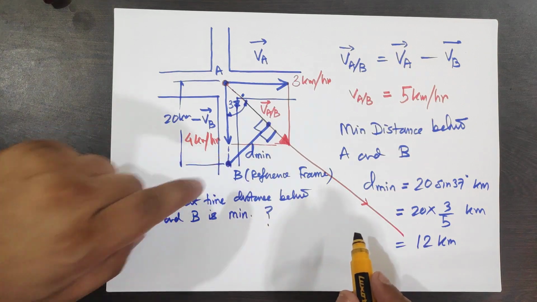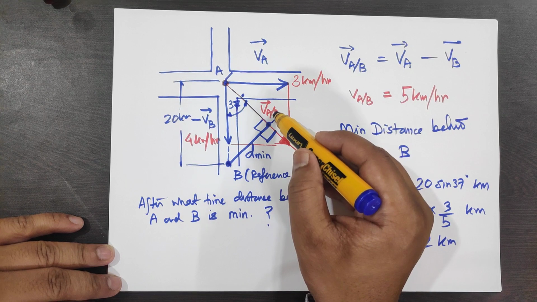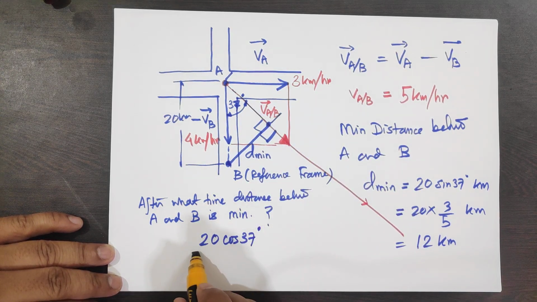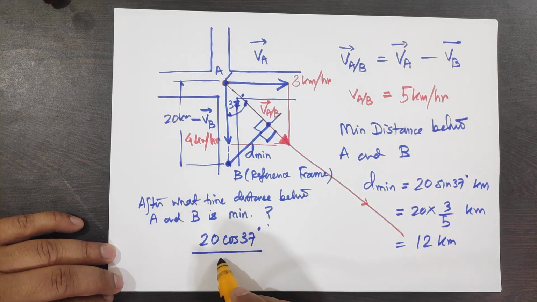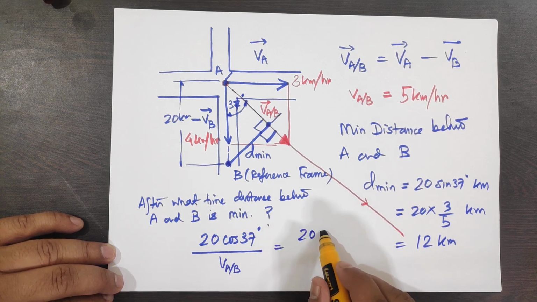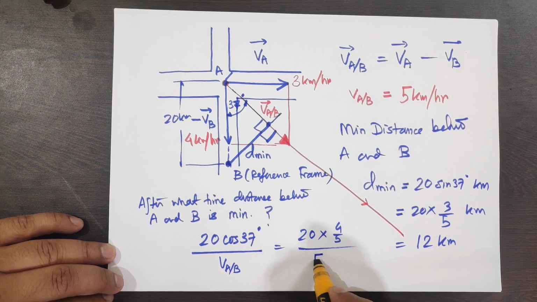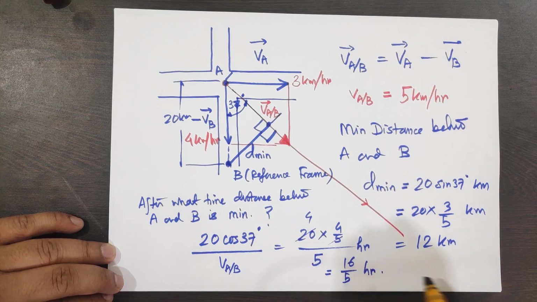So as seen by B, A will cover a distance of how much? This is 20 cos 37, so that's 20 cos 37 distance divided by velocity. Now this velocity will be the relative velocity, that is VA with respect to B, which is 5. 20 cos 37 means 20 times 4 by 5, divided by 5, this much hour, so it happens to be how much? 16 by 5 hour.